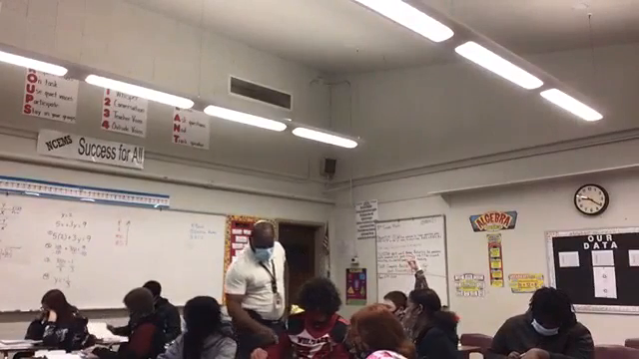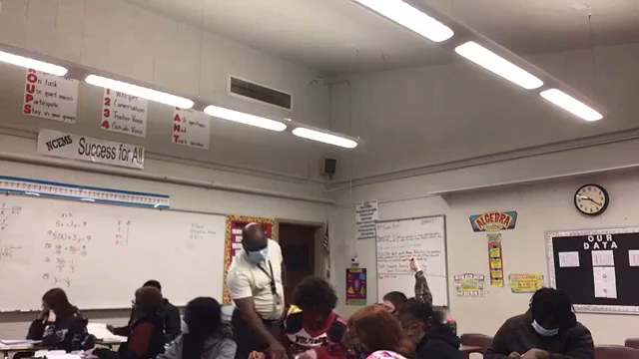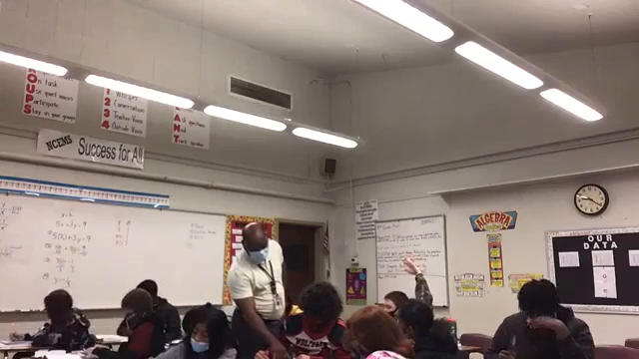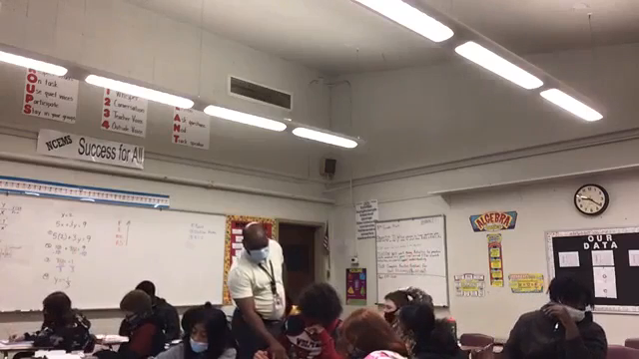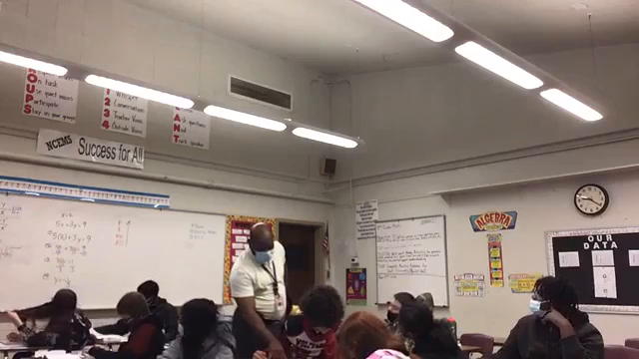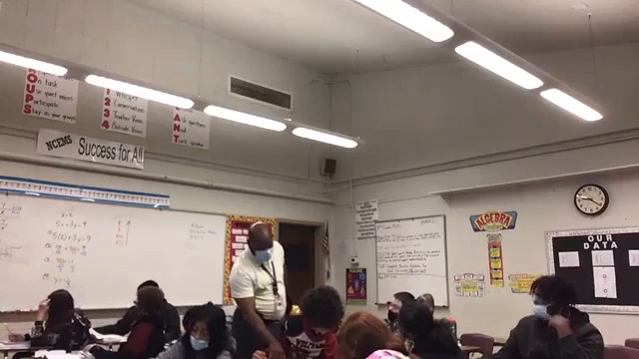Okay, let me see what you got. You substituted this, right? 7. And this is 7. 2x should be equal to 7. X should be equal to 7 over 2. 3 and a half, yeah.